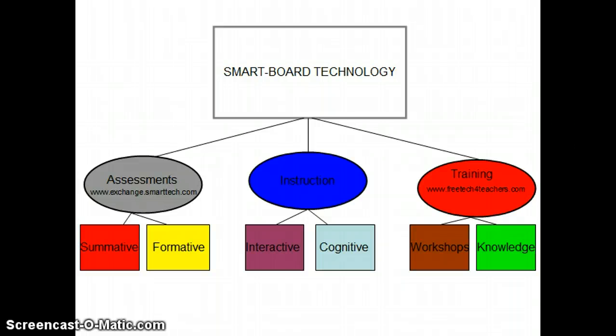Formative is in yellow because you see yellow in traffic signal lights, and yellow means to caution. Don't move along without thinking about what's next to do, and it just reminds us to make sure everyone is on task. As a teacher, I want to make sure that all my students are on task.